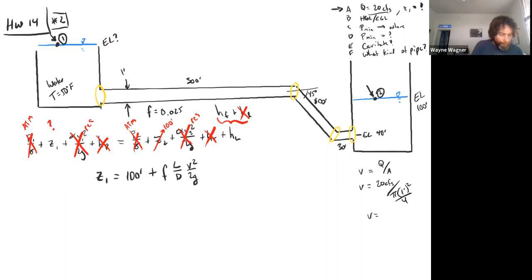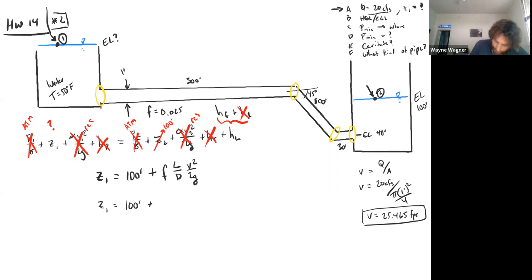If I had a printer, I could just have this whole thing in front of me. 80 divided by pi. Okay, so we get 25.465 feet per second. Okay, so now we're ready. We're just going to go ahead and solve this sucker right here.